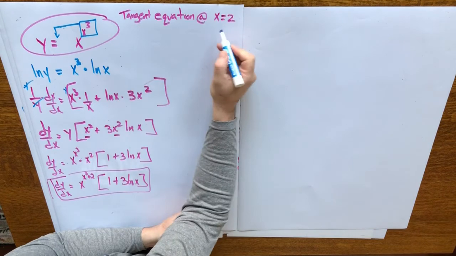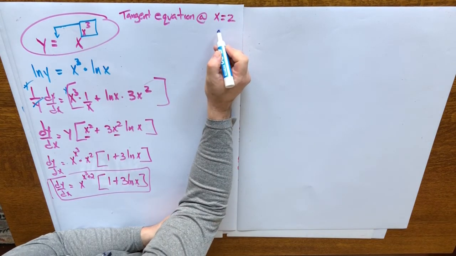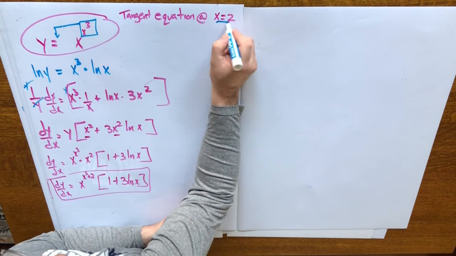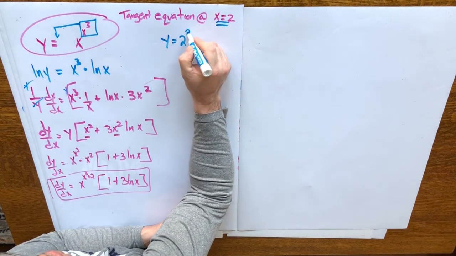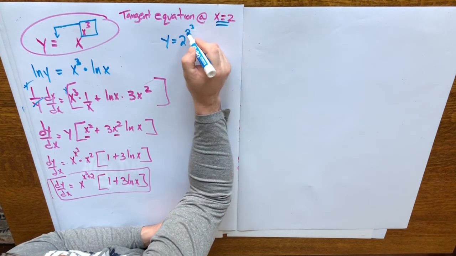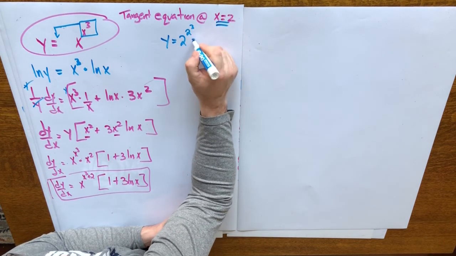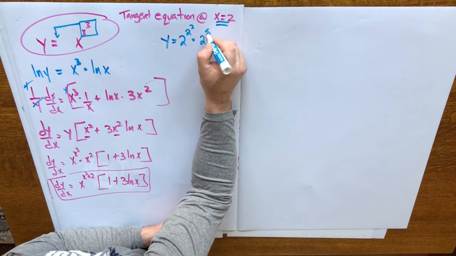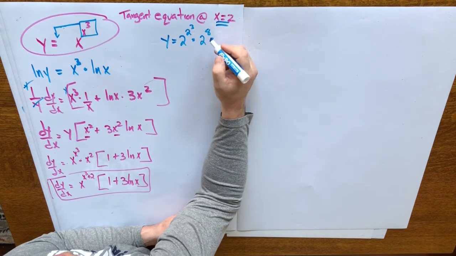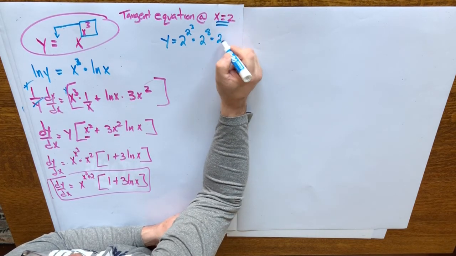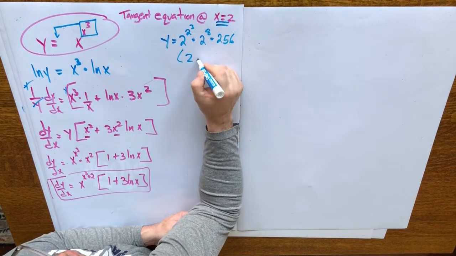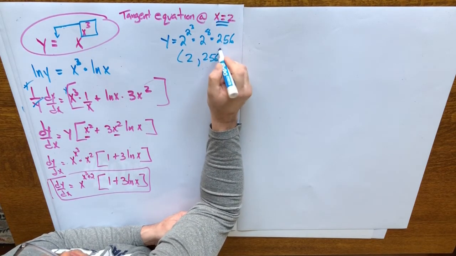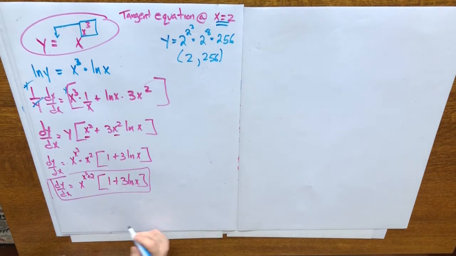Find the equation of the tangent line at x equals 2. So at x equals 2, y would equal 2 to the exponent 2, and this 2 is cubed. So that gives you 2 to the 8th, which is 256. So your ordered pair is (2, 256). And now let's see if we can figure out what the derivative will be at x equals 2.